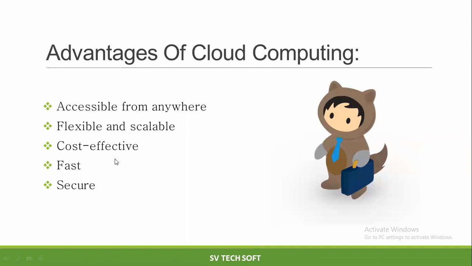Another one is fast. Earlier, to get one single software, the company needed to wait weeks or months. But now, if we give a request, we will get the software within minutes, because they provide the service through the internet. Another one is secure. The cloud provides a lot of security rules to the customers, like how a bank provides security, the same level of security is provided through cloud computing.